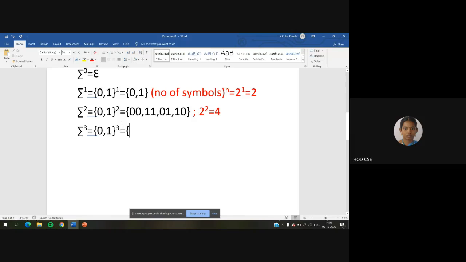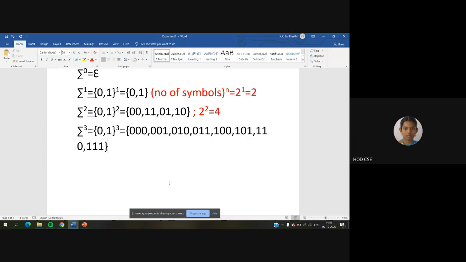Because there are 2 input symbols and they are produced in length 3. Length 3 is called the power. How many times the symbols are repeated is called the power, and that is the length. So 2 power 3 equals 8. What are all those 8 strings? 0 0 0, 0 0 1, 0 1 0 in the combination of zeros and ones. That's all. Nothing else. 1 0 1, 1 1 0, 0 1 1, 1 1 1. So all the 8 come.